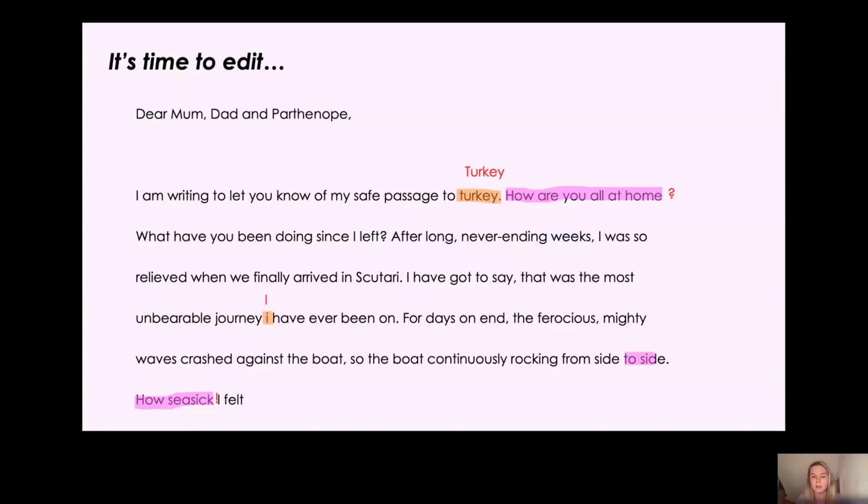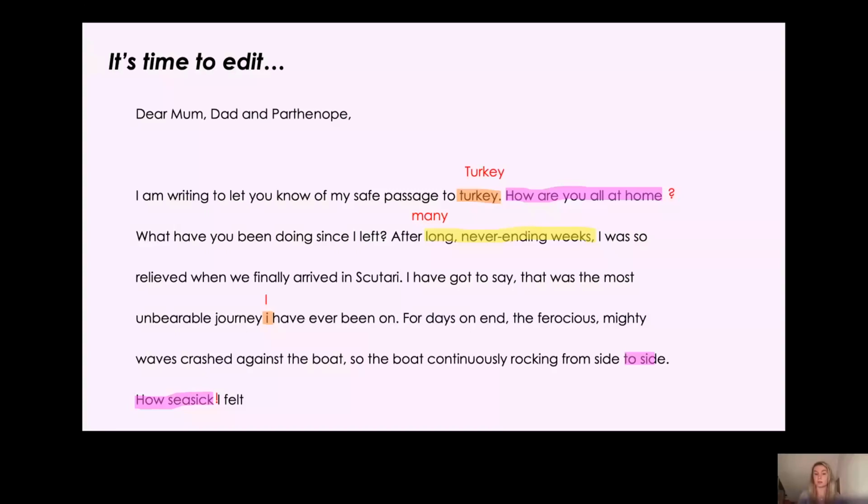After long, never-ending weeks, now here, after long, never-ending weeks, what am I missing? Yes, at the beginning, I need a determiner, don't I, which I've forgotten. Now, what can I use as my determiner? Yes, I could use a number or many. So I'm going to put many there. After many long, never-ending weeks, I was so relieved when we finally arrived in Scutari. I've got to say that was the most unbearable journey I have ever been on.